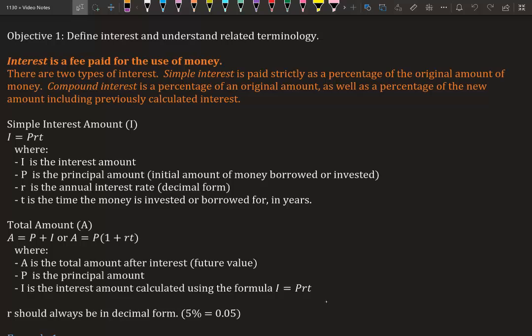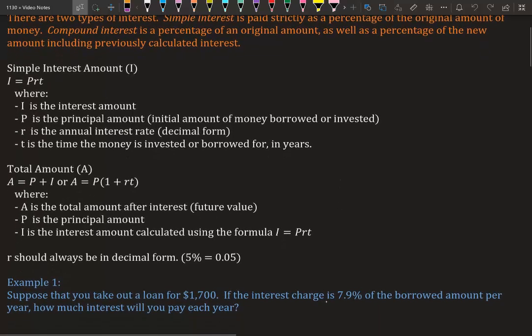There are two types of interest. Simple interest is paid strictly as a percentage of the original amount of money. Compound interest is a percentage of an original amount, as well as a percentage of the new amount, including previously calculated interest. Simple interest amount I equals PRT.